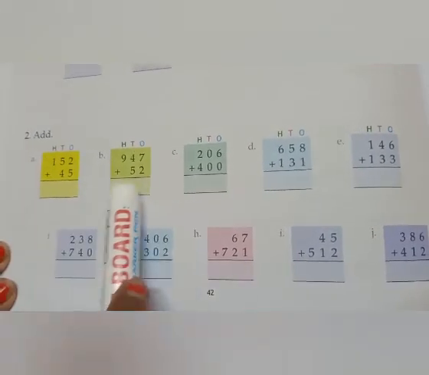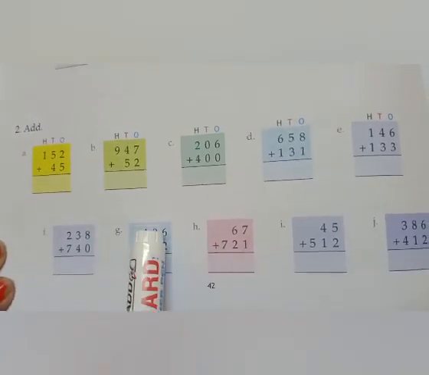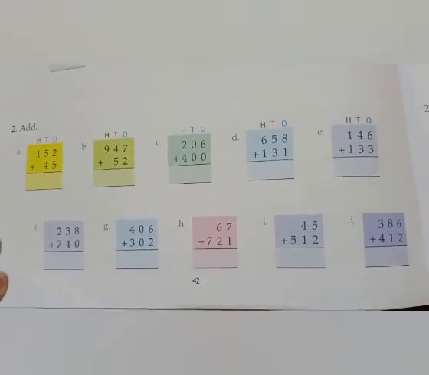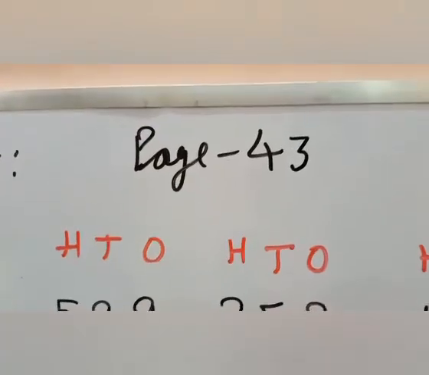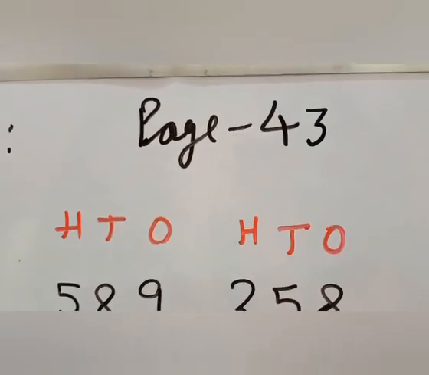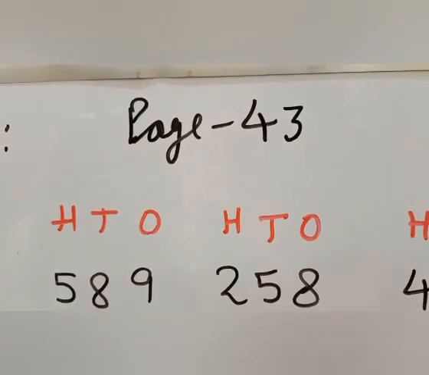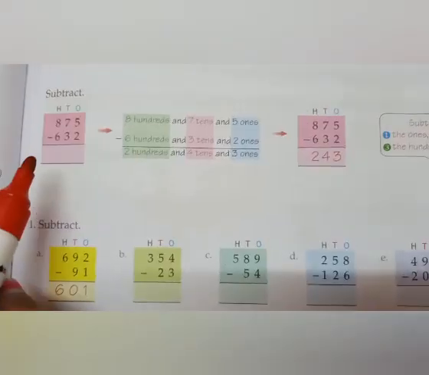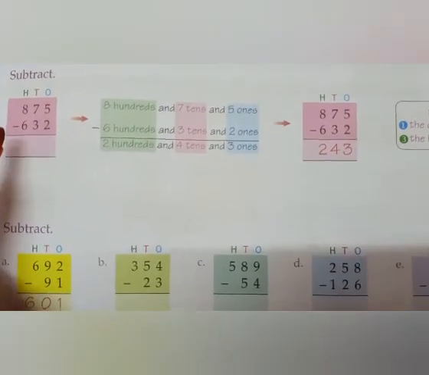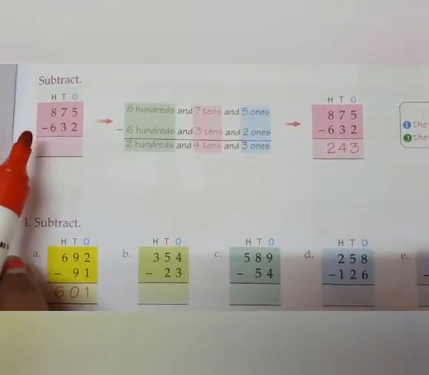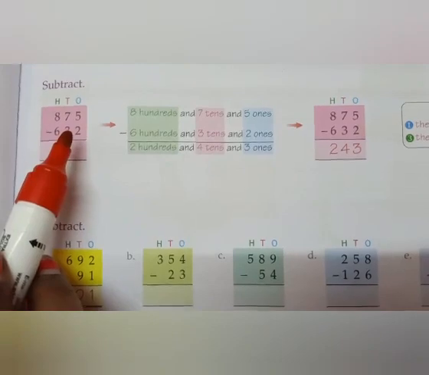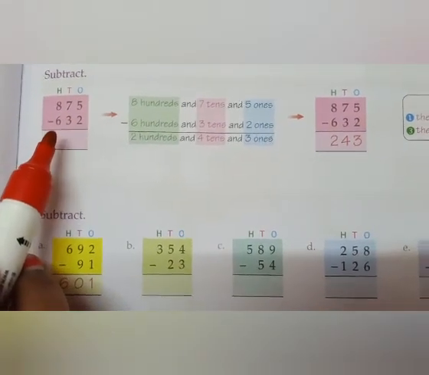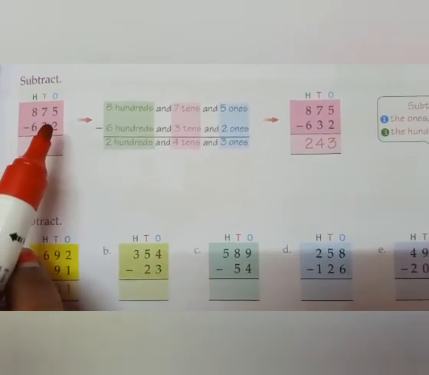Children, these sums of page 42 is your homework. Now come to page number 43. On this page, we have to do subtraction. One example is given. 3-digit numbers are there. 875 and we have to subtract 632 from 875.